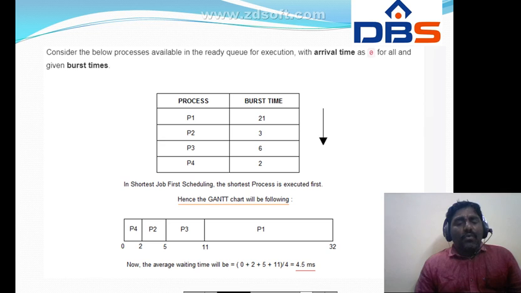So 0 for P4, there is no waiting, 0 plus P2 waiting time is 2 plus P3 waiting time is 5 plus P1 waiting time is 11, divided by 4, that is 4.5 milliseconds. This is the average waiting time using SJF. So this is shortest job first. The only difference between FCFS and SJF is that FCFS concentrates on first come first serve, the process which comes first into the ready queue is executed, whereas in SJF we concentrate on the shortest burst time.